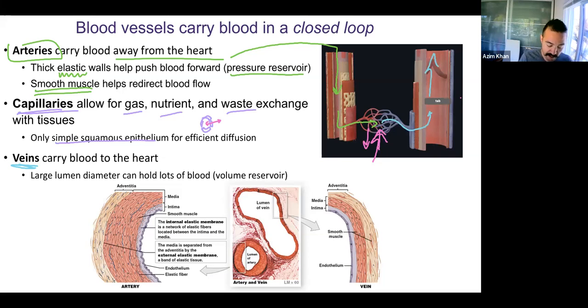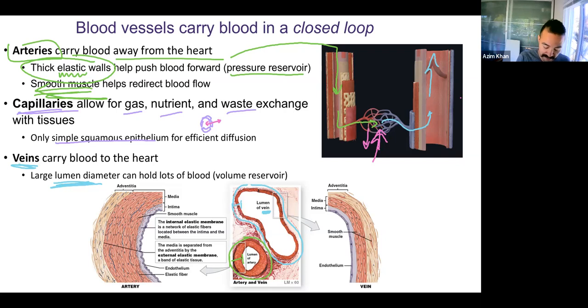Veins carry blood to the heart. They have a much larger lumen on the whole. If you compare in this histology picture at the bottom, here's a vein. You can see that it's overall much bigger than the artery, which I'm coloring in green. The artery has a thicker wall, has those thick elastic walls and smooth muscle, while a vein doesn't have as thick a wall, doesn't have as much elastic tissue or smooth muscle.